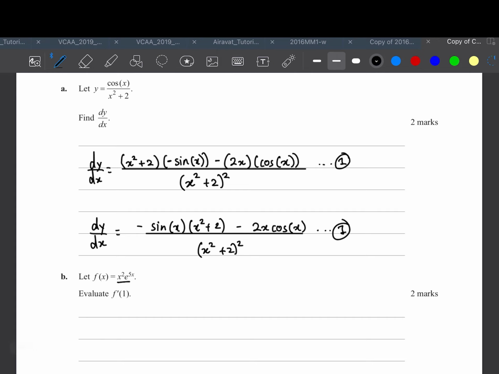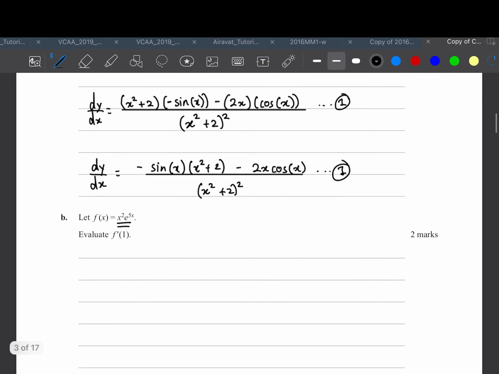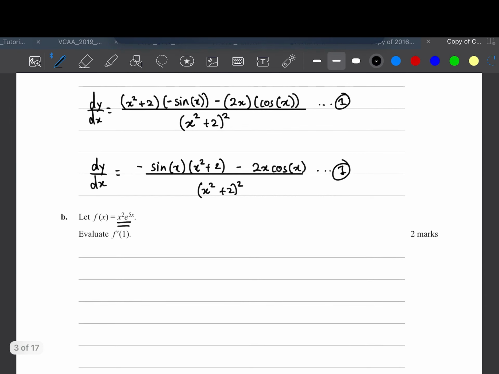Alright, so now we have another function over here, and what we have to do is to evaluate f dash of 1. So let's find the derivative of this function first. So how do we do that? Well, f dash of x is going to be equal to, now differentiate the x squared term, we're just applying the product rule here, so differentiate the x squared term, we get 2x. Now keep e to the power of 5x the same, no change. Now plus, now keep x squared the same and differentiate e to the power of 5x, so it's going to be 5 e to the power of 5x.